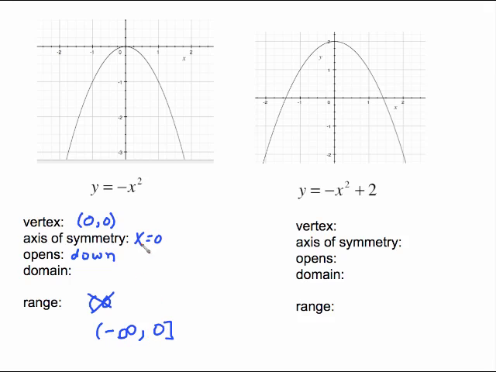So the only thing different in this really is how it opens and how we write the range. The vertex on this is going to be 0, comma 2. Like we said a minute ago, this said plus 2, so that 2 right there went to the second part of the vertex. Axis of symmetry, x equals 0, because whatever the first part of the vertex is going to be my x equals on the axis of symmetry. This opens down. The domain is the usual, and the range is the same idea. With this, I've got to start with negative infinity, and it reaches a peak at a height of 2.